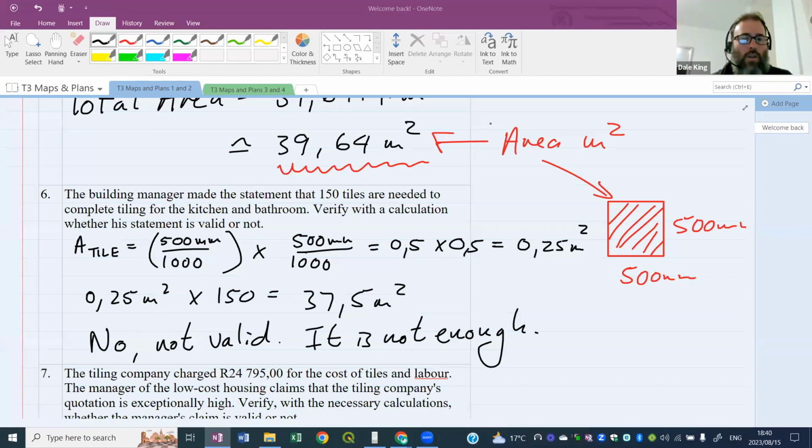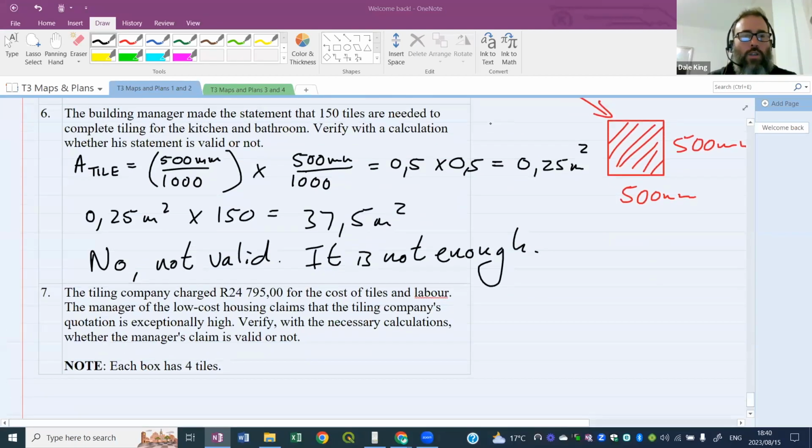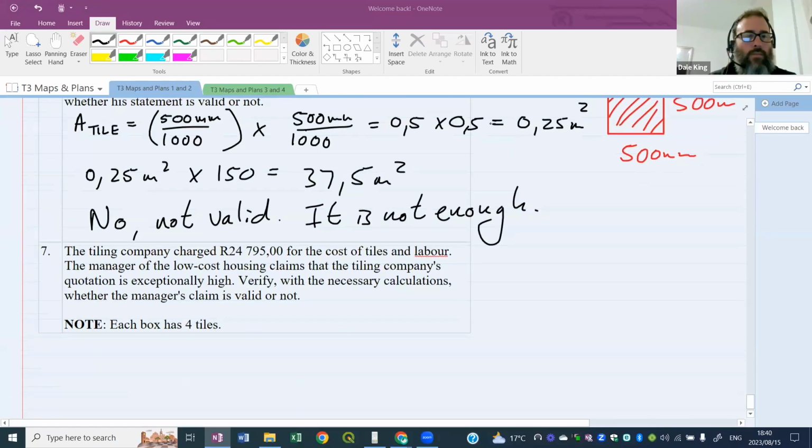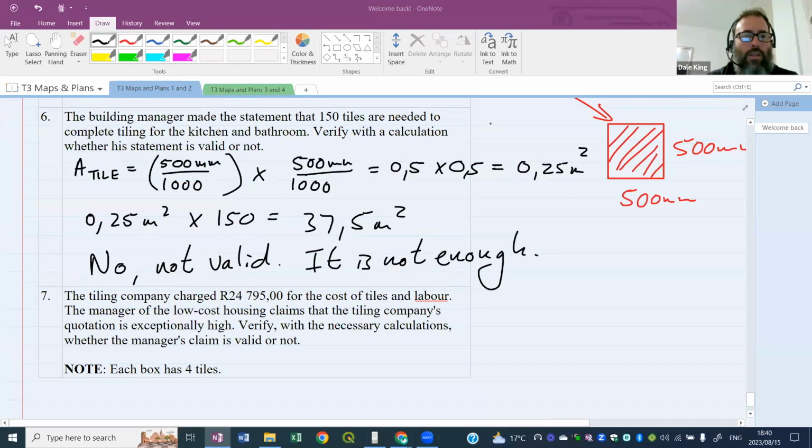All right. So now we're going to move down to question 7. Let's have a look here. The tiling company charged 24,795 Rand for the cost of tiles and labor. The manager of the low-cost housing claims that the tiling company's quotation is exceptionally high. Verify with calculations whether it's valid or not. Same question over and over again.